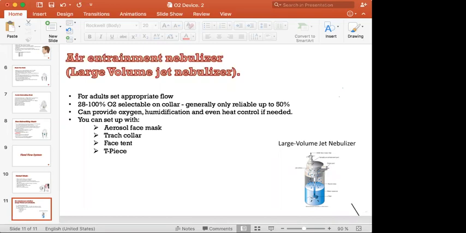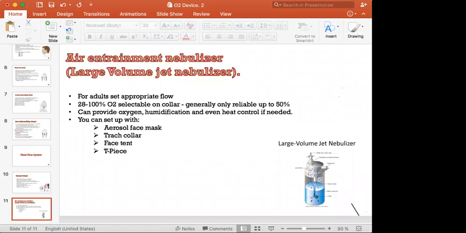What about high flow nasal cannula? Yes, correct. It's considered a high flow system, but it's not part of the large volume nebulizer. It's totally different. It's another story. The concept is different. The function is different.